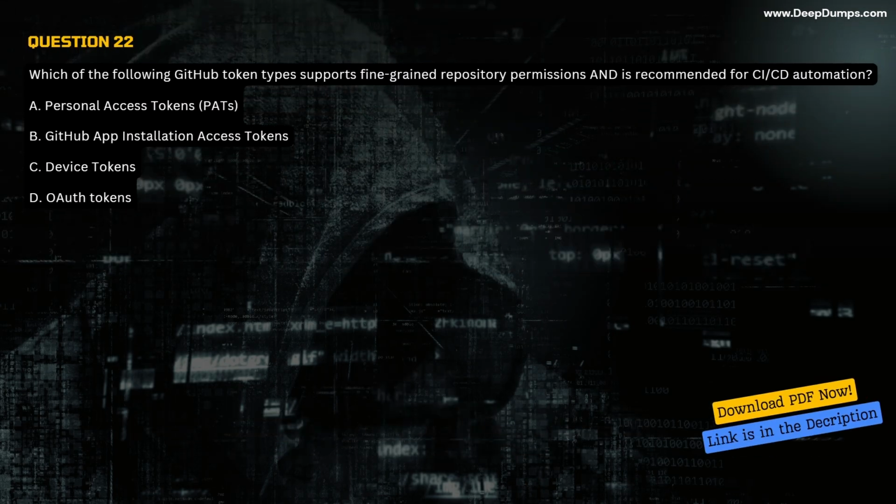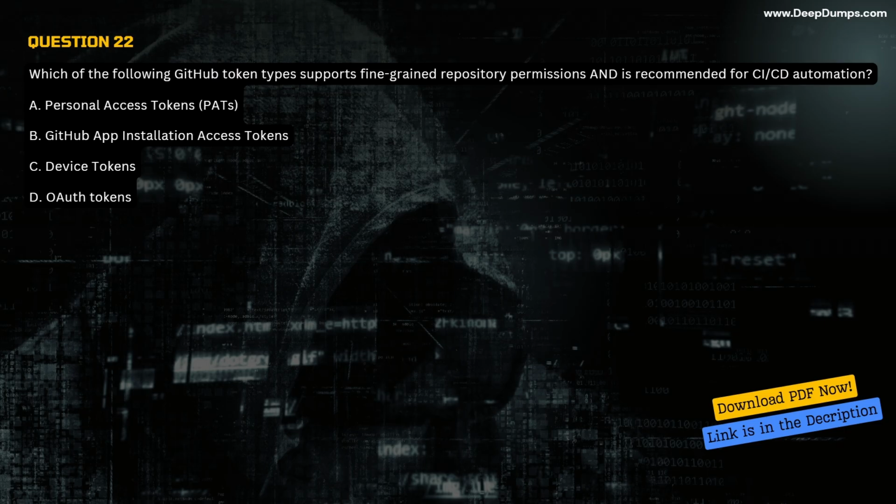Question 22. Which of the following GitHub token types supports fine-grained repository permissions and is recommended for CI/CD automation? A. Personal Access Tokens (PATs). B. GitHub App Installation Access Tokens.